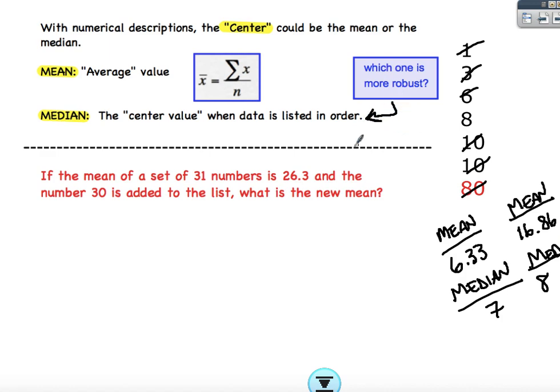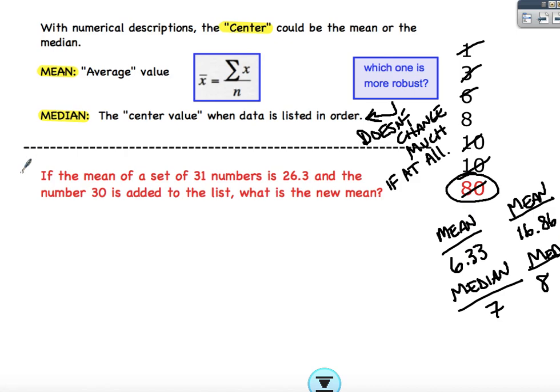Okay, so it's the center of your data. It doesn't change very much. And I threw in what could potentially have been an outlier. This 80 was a way bigger number than the rest. So that outlier didn't really change the median too much. It really did affect the mean. So that high outlier brought the mean up closer to it.